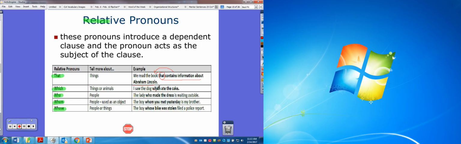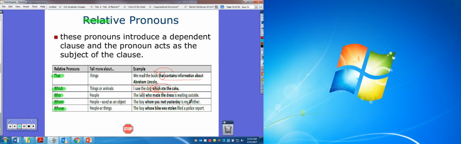I saw the dog which ate the cake. Here's our relative pronoun. Here's our dependent clause. Which ate the cake? Is it telling more about I or the dog? If you said dog, you are correct. The lady who made the dress is waiting outside. Our dependent clause is who made the dress. Who made the dress is telling more about the lady or more about outside. If you said about lady, then you are correct.